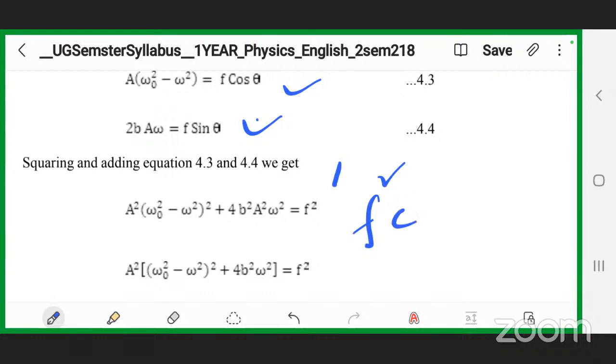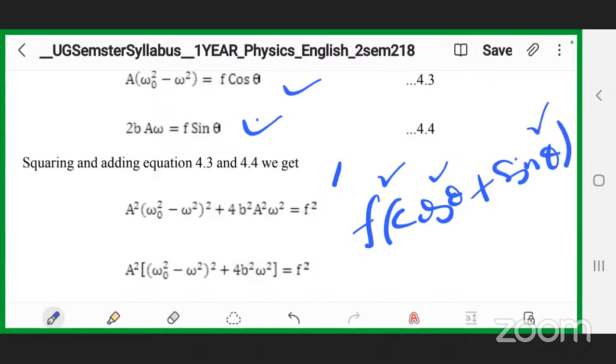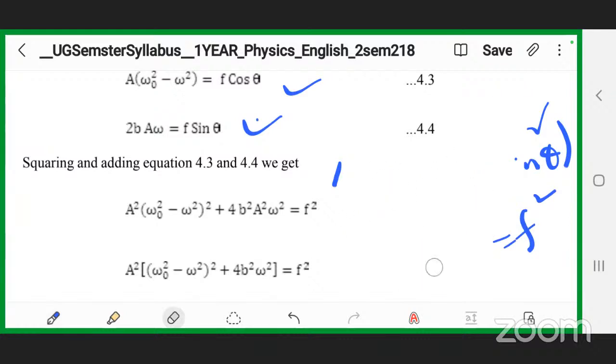F square cos square theta plus sin square theta. What will you get? F square into 1 equals F square. Okay? This is the right hand side.